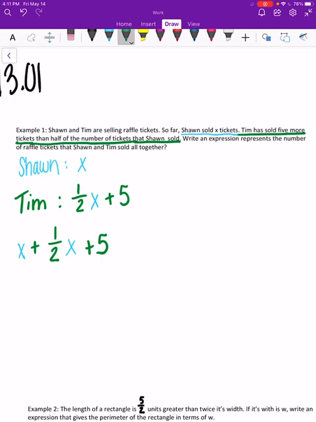So we can add these two together down here because they both have an X, but when we have a fraction, it's easier when both of them have the same denominator. So another way we can write X, and we want to have 2 in the denominator, like it is over here, we can write it as 2 over 2x, because it's technically 1x. So I'm going to write that over here. 2 over 2x plus 1/2 x. Plus 5.